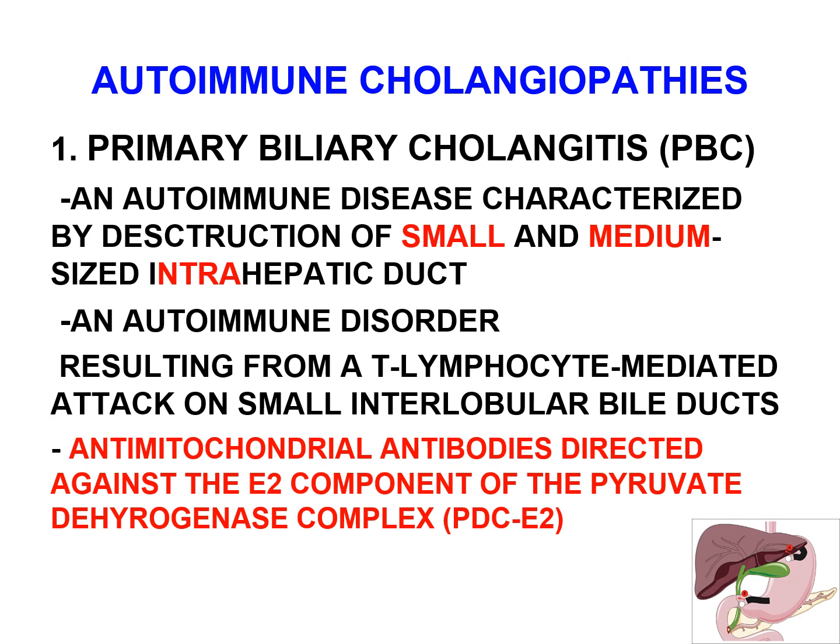Antimitochondrial antibodies directed against the E2 component of the pyruvate dehydrogenase complex, or the PDC E2, are the most characteristic findings in PBC. Moreover, antibody titers do not correlate with disease severity or disease progression, and they are not predictive of response to therapy.